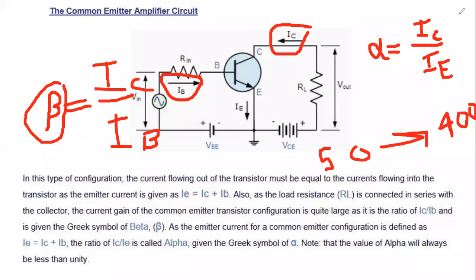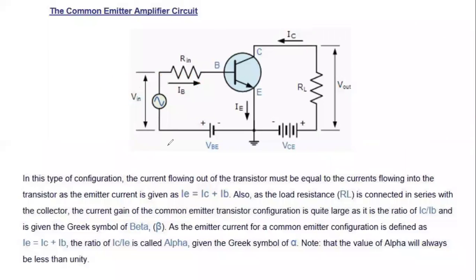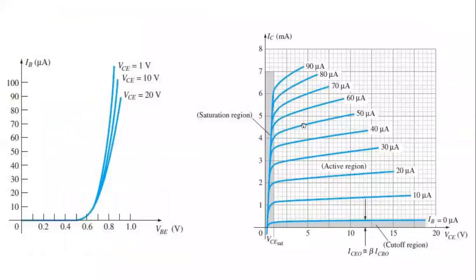So that's why it is popularly known as a current amplifier, because it amplifies the current. Now remember these two equations. I will also show you in the next slide, but remember the two equations. These are the characteristic curves for the input current and the output side.